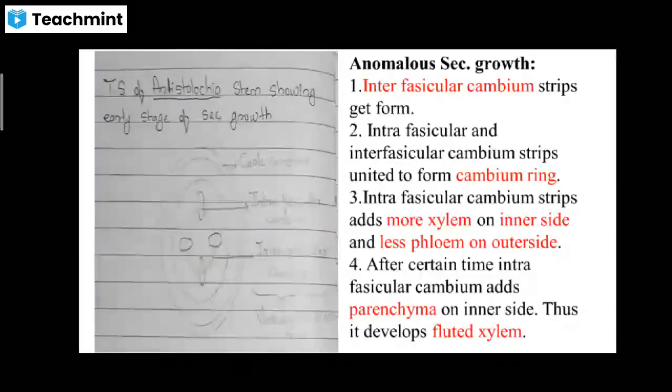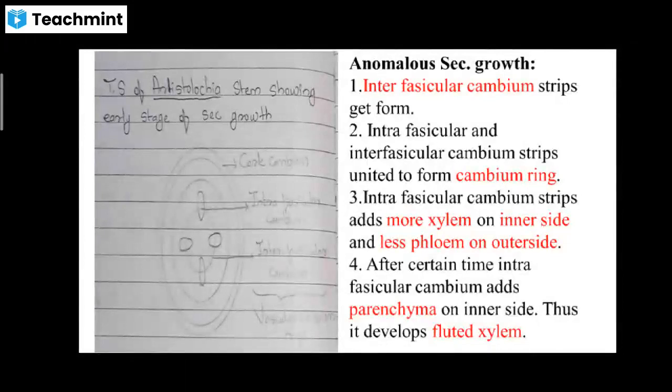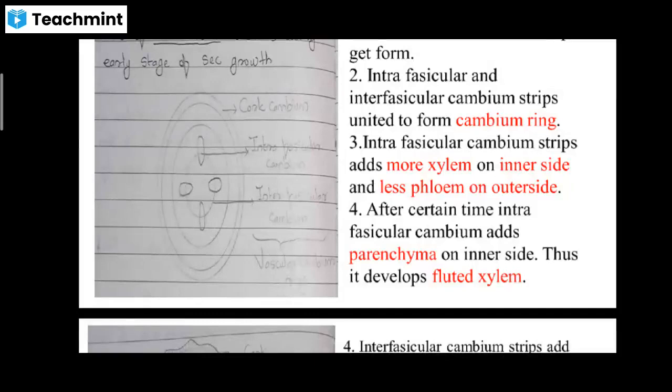There is the addition of xylem and phloem. So these cambium strips will add more xylem towards the inner side and less phloem towards the outer. After certain times, this intrafascicular cambium had the parenchyma on the inner side, and thus it develops the fluted xylem.